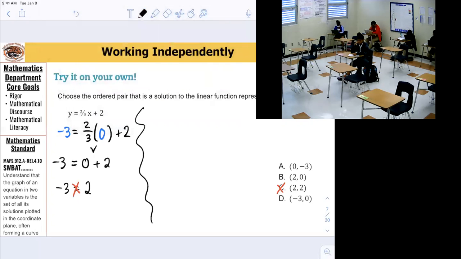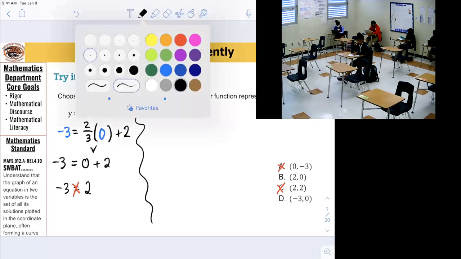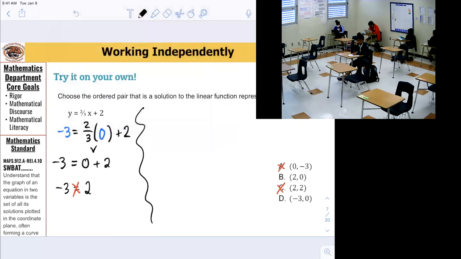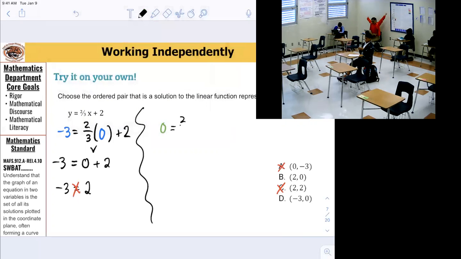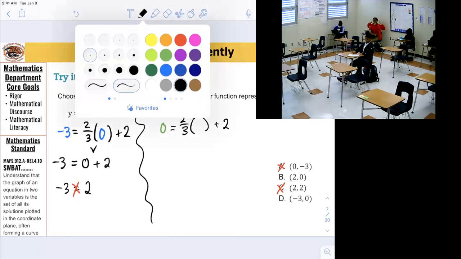Because A is very similar to which other answer choice? D, right? Now for D, let's see what happens. For D, it's kind of switched, right? So the Y is going to be 0. And then the X is going to be -3. And now let's see if that works.